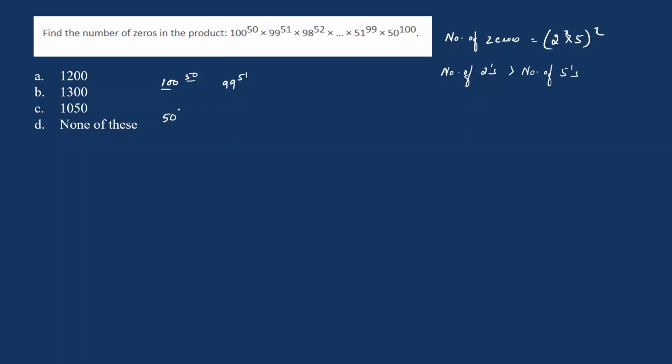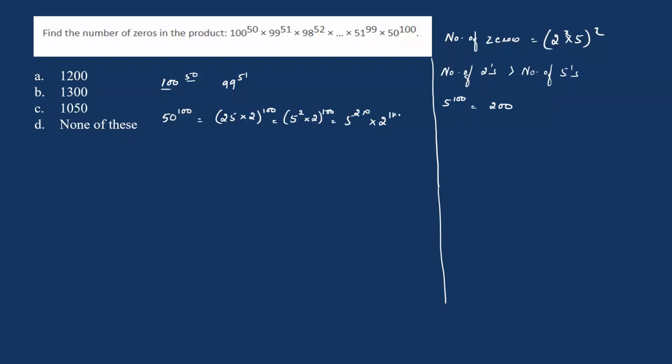Let's start from the smaller value, 50 to the power 100. 50 to the power 100 will have how many 5's, guys? This can be written as 25 into 2 whole to the power 100. Now 25 can be written as 5 square into 2 whole to the power 100. Clear, guys? Let me make a proper solving here. Left hand side part is for the rough notes. So 50 to the power 100 will have how many 5's? 200, 205, sorry. This is 5 to the power 200 into 2 to the power 100.